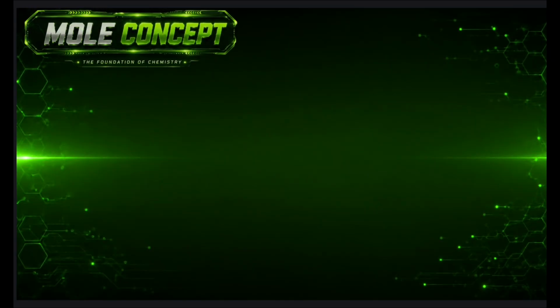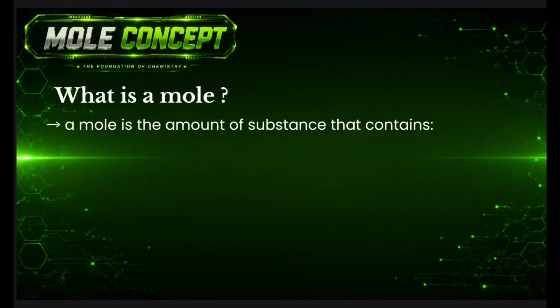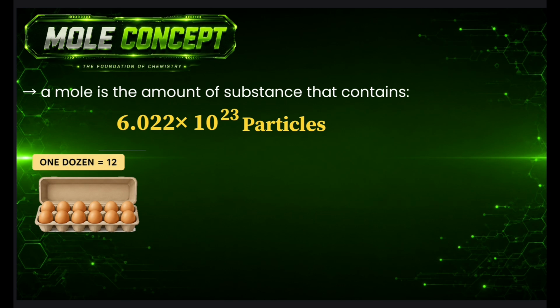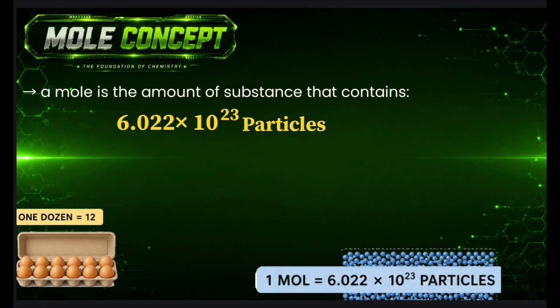Let's start with the heading, what is a mole? A mole is the amount of substance that contains 6.022 times 10 raised to the power 23 particles. That means a mole is an amount that contains this many particles. For example, 1 dozen eggs means it consists of 12 eggs. Similarly, 1 mole contains this many particles.